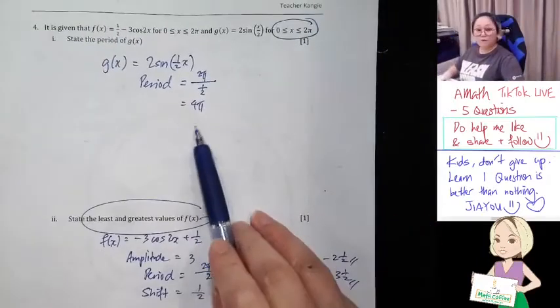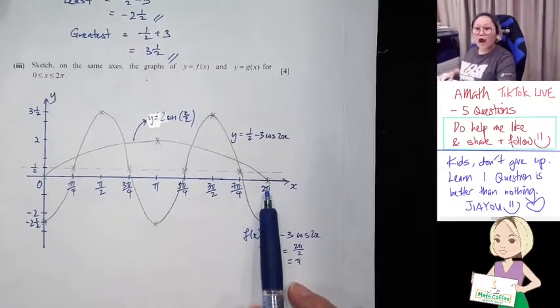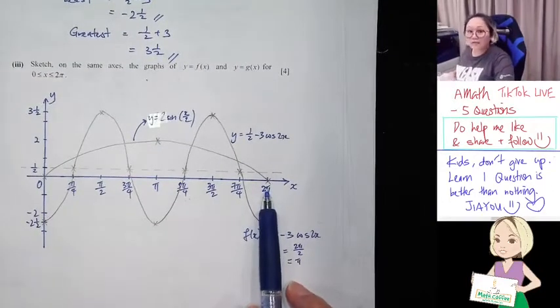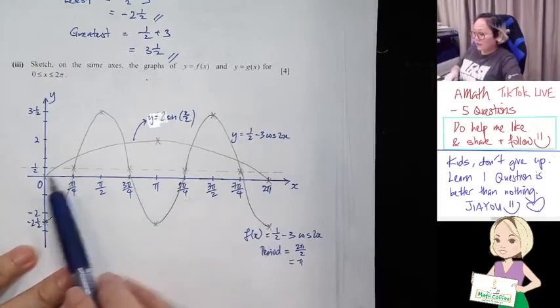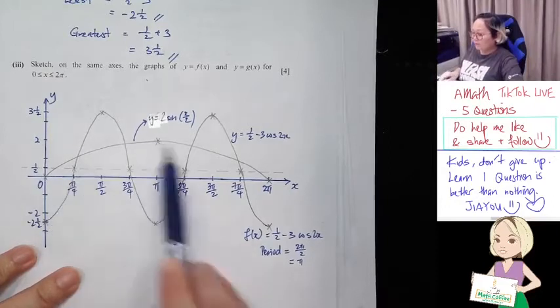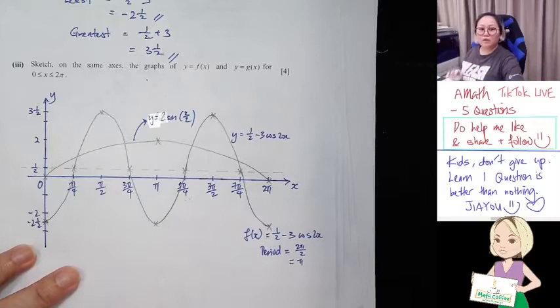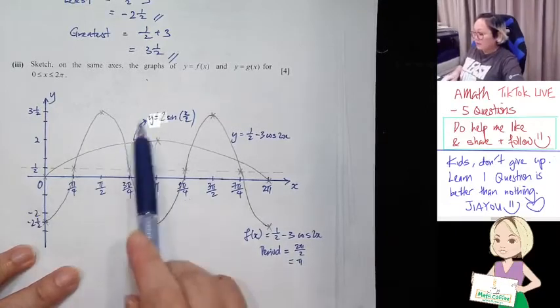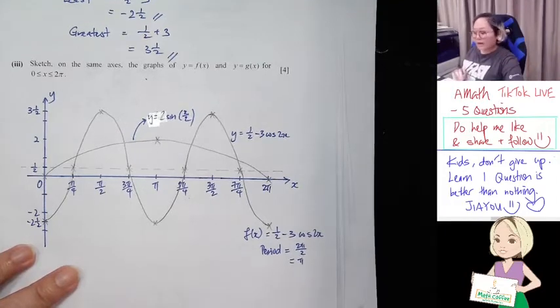Remember just now our period was 4 pi? Now they ask me to draw 2 pi, so I only need to draw half a cycle. When you need to draw half a cycle only, please don't draw the 5 critical points. You only need to start from 0, go up to the maximum and go down to 0. That's all, 3 points, because you only need to draw half a cycle. So this is the sine graph. Then label it, this is the sine graph. Then after that, the cosine graph.